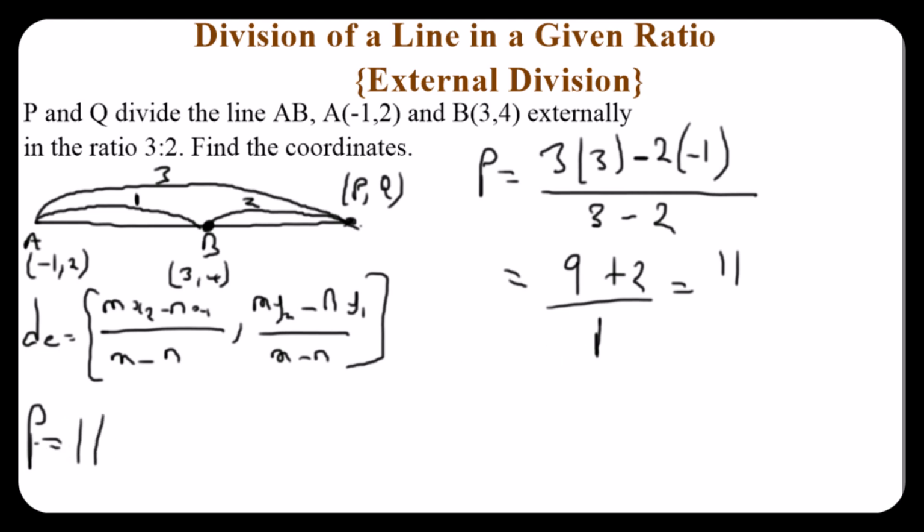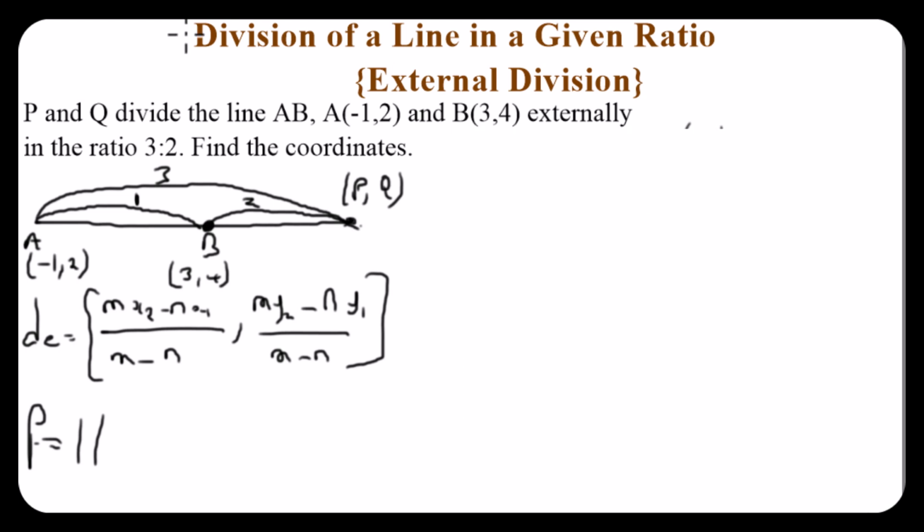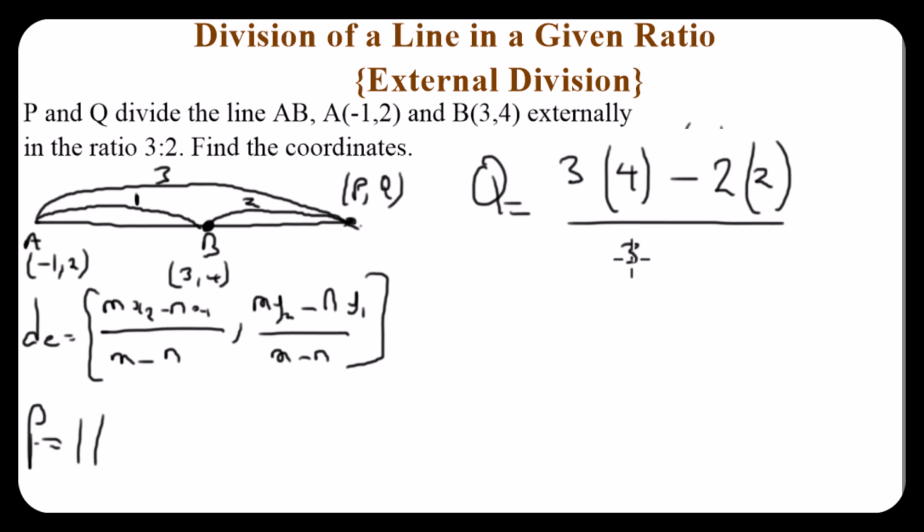And then let's find the value of Q using the same formula. And see how easy it is by just plugging and playing. All right, so for Q, we say Q is equal to, again, write the same thing. What's my M? M is 3. What is Y2? So Y2 is 4. So 3 in the bracket of 4, minus, what is the N? N is 2. What is Y1? So Y1 is 2. So this is 2. And then divided by 3 minus 2, which is still 1.